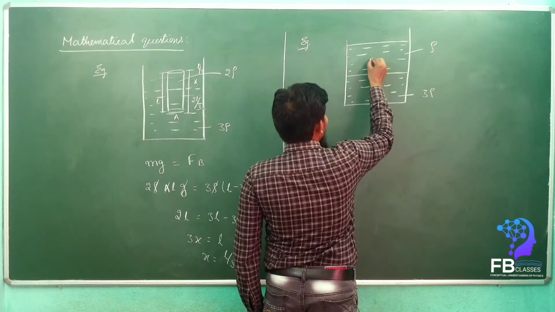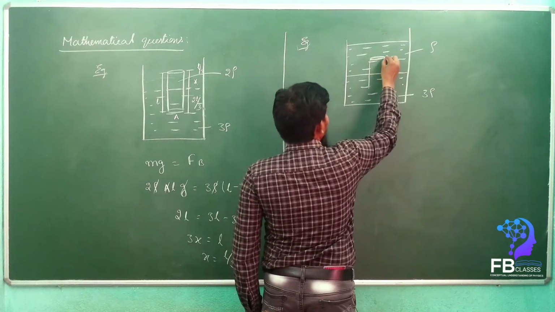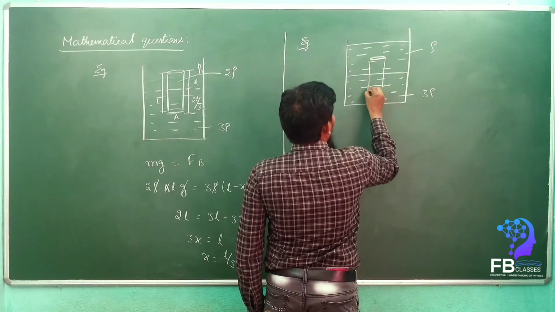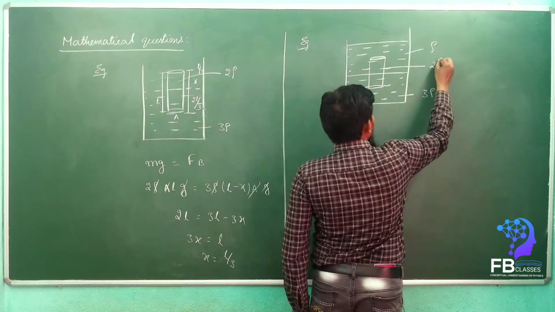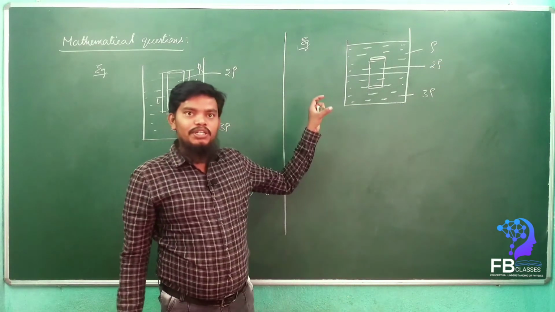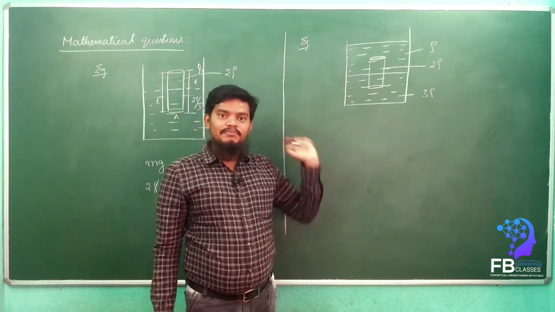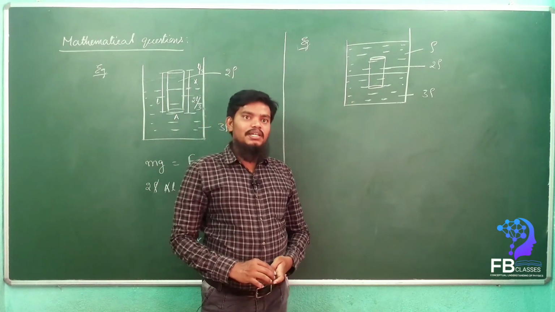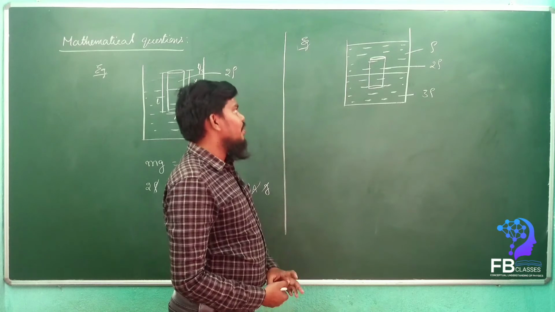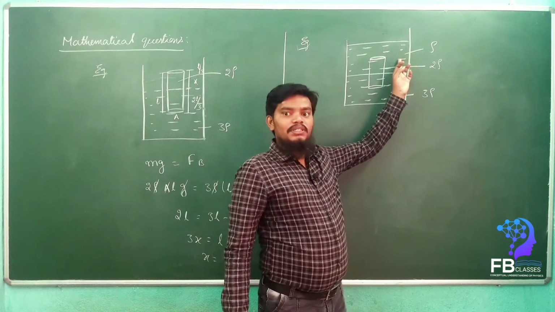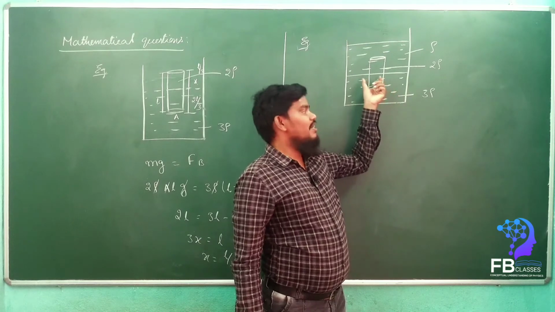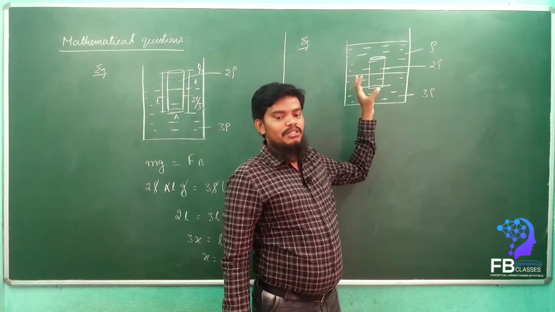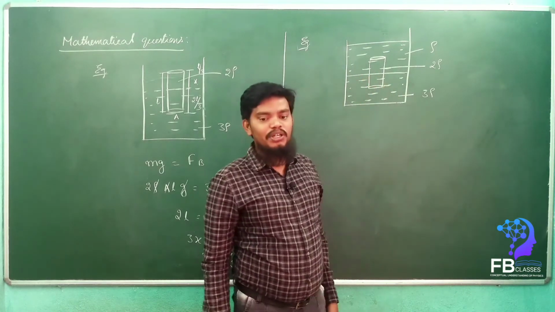Now the density of the cylinder is considered as 2 rho. Now, will it float in between the two liquids? Yes or no? Yes, it floats, because the first liquid density is rho, the second liquid density is 3 rho, and the density of the cylinder is 2 rho. So it will float in between the two liquids.